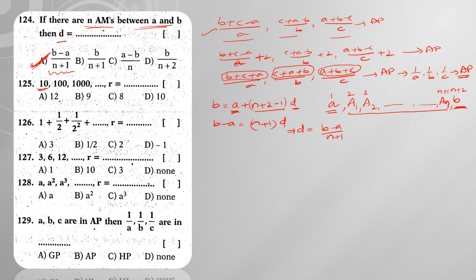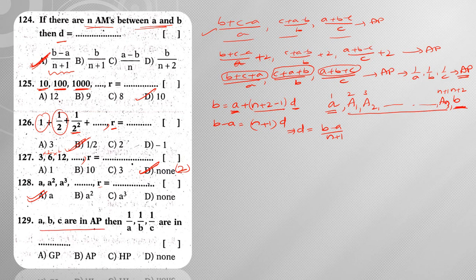Next, 10, then 10 square, then 10 cube. That means each term is multiplied by 10, hence the common ratio is 10. Next, 1 + 1/2 + 1/2 square and so on. The common ratio is the second term divided by the first term, 1/2 by 1, which is 1/2. Next, 3, 6, 12: it is being multiplied by 2 each time, hence the answer is 2. Next, a, a square, a cube and so on: the common ratio is a.